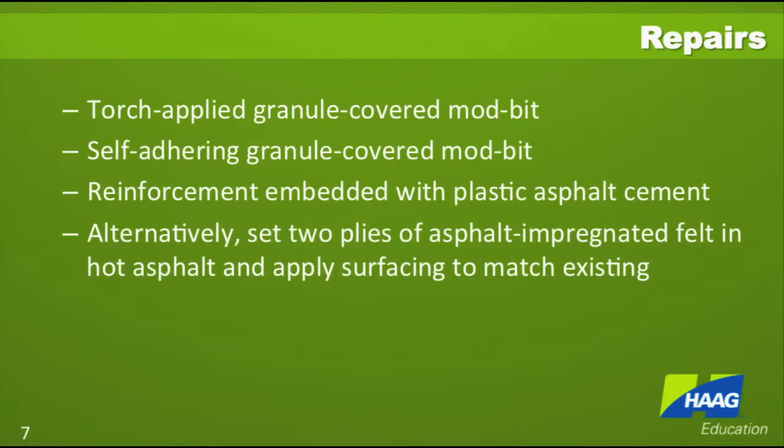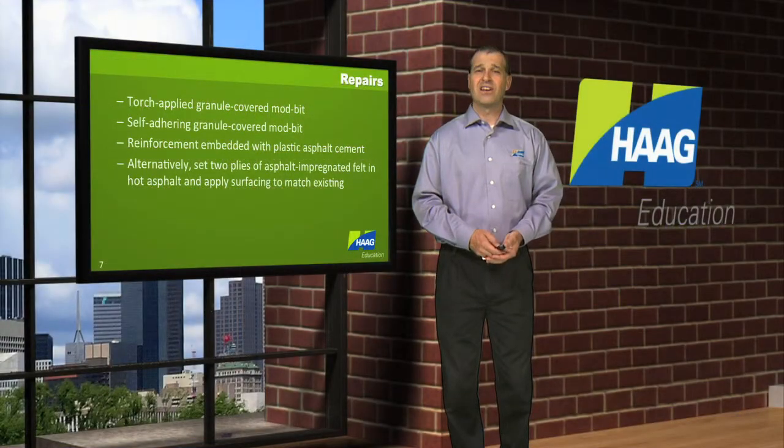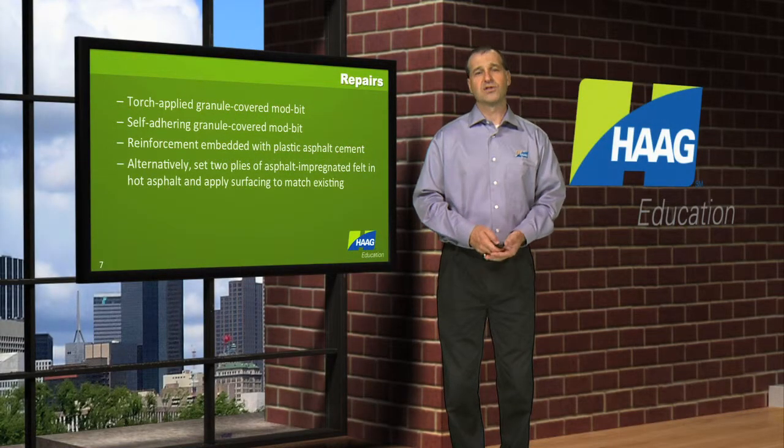The materials used for repair can be various. They can be standard built-up roofing felts, or you can use modified bitumen membrane. The mod bit membrane can be torch applied, applied with hot mopping, or there's even various peel and stick self-adhering modified bitumen membranes. Alternatively, you can use reinforcement felts with plastic asphalt cement, or you can use standard built-up roofing felts in hot asphalt and then apply whatever surfacing you want to match what's existing.